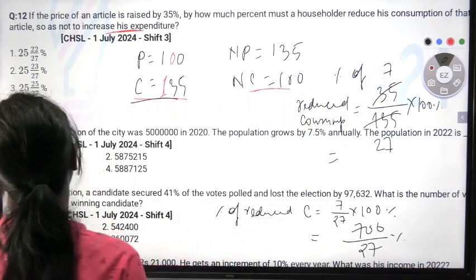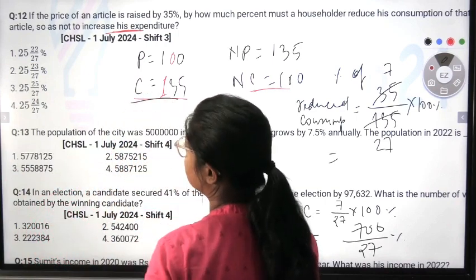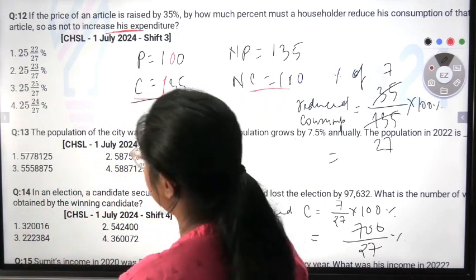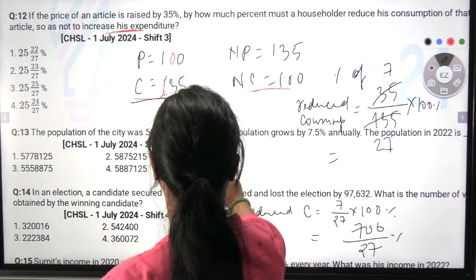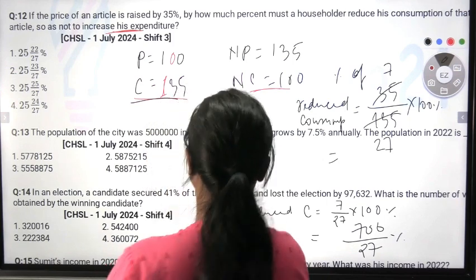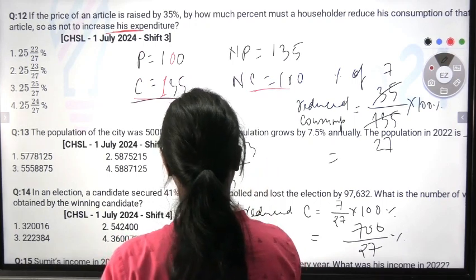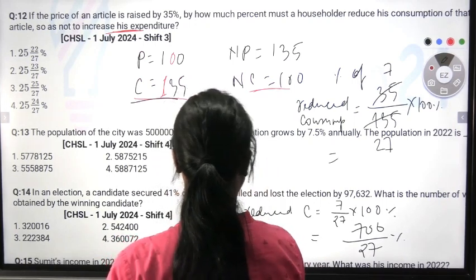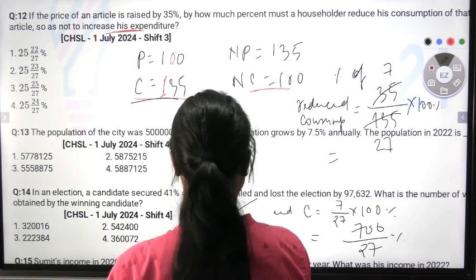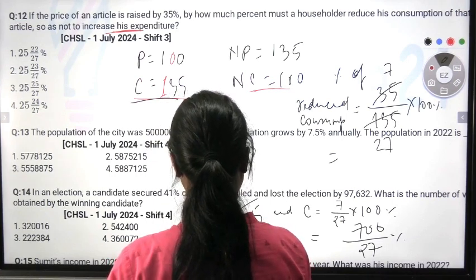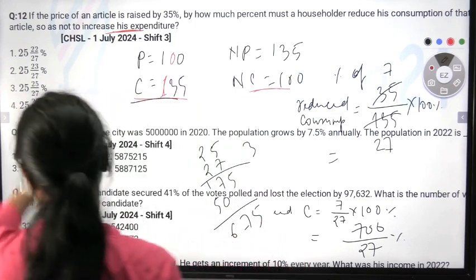So what are the options? Everywhere there is 25 into 27. So if I do 25 into 27, how much would I get? I would get 675. So the answer would be C.